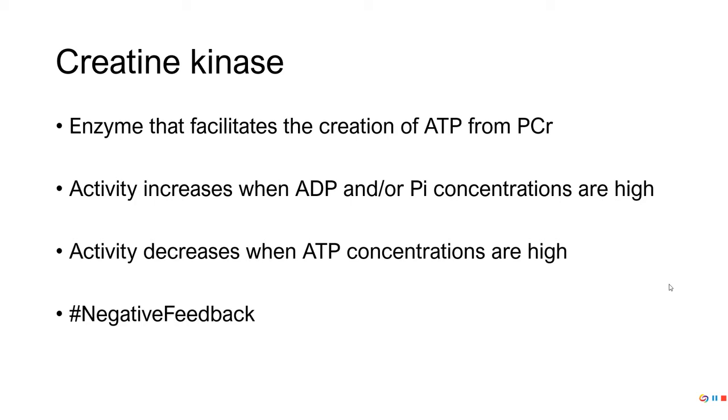All right, so this is an example of a negative feedback loop. Lots of ADP causes creatine kinase to form ATP. If I'm not using that ATP, that's going to inhibit creatine kinase. Okay, and then we're going to go to glycolysis.